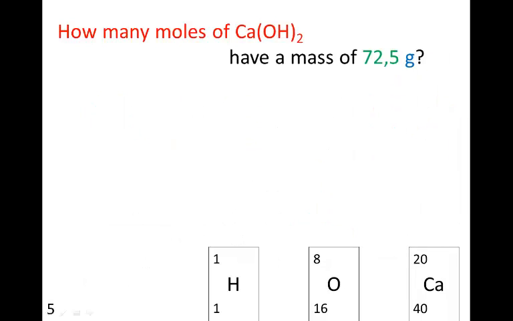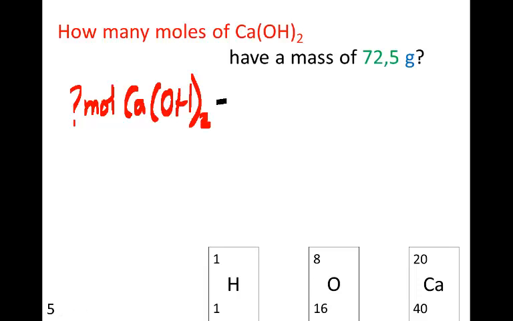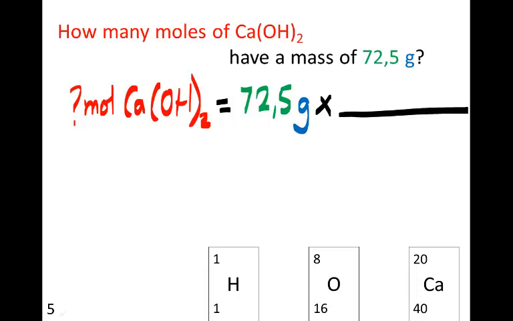How many moles of calcium hydroxide have a mass of 72,5 grams? First do this yourself before I show you the answer. How many mole calcium hydroxide have a mass of 72,5 grams? We multiply that by a unit factor with grams at the bottom and moles of calcium hydroxide at the top.